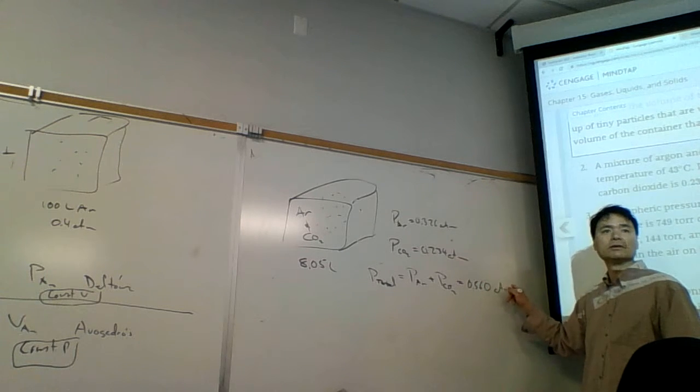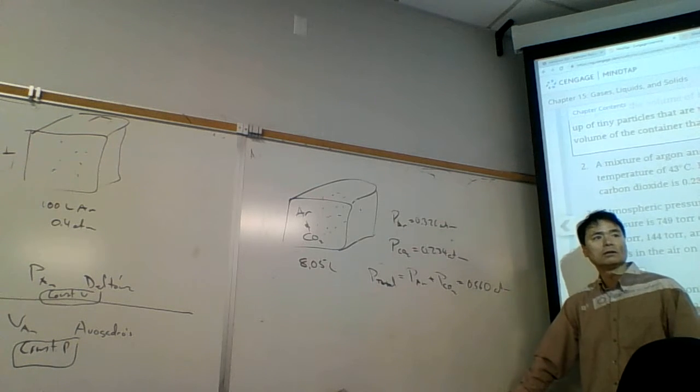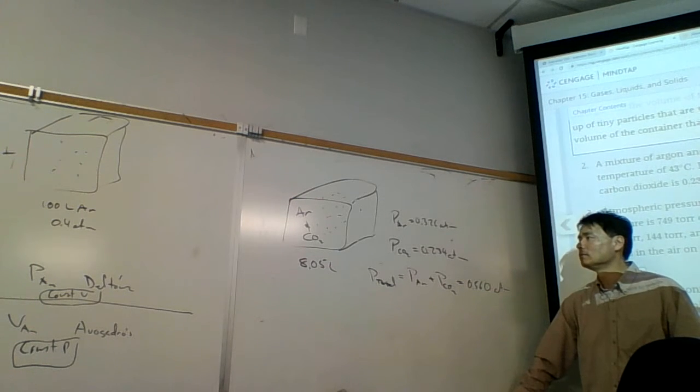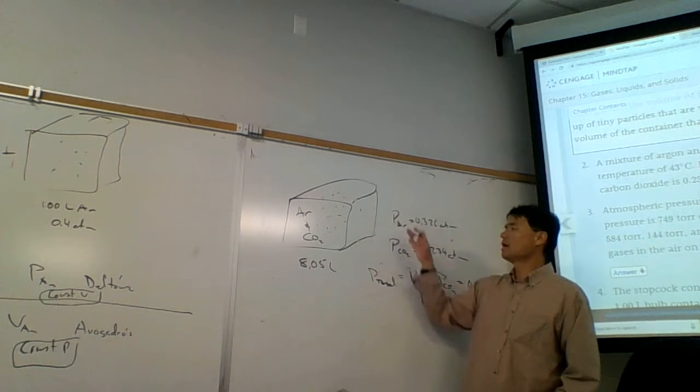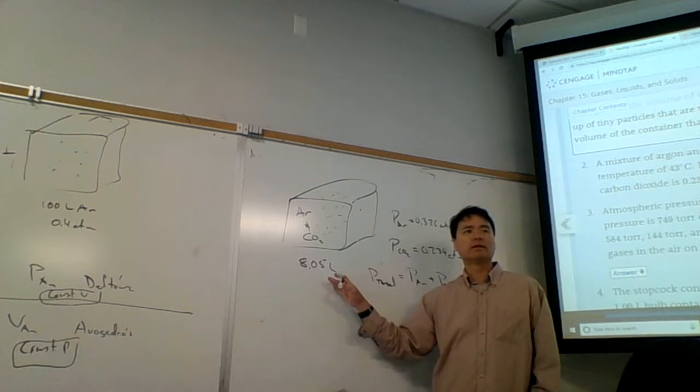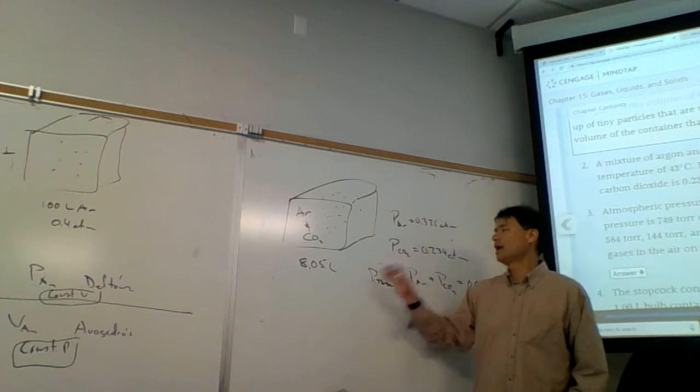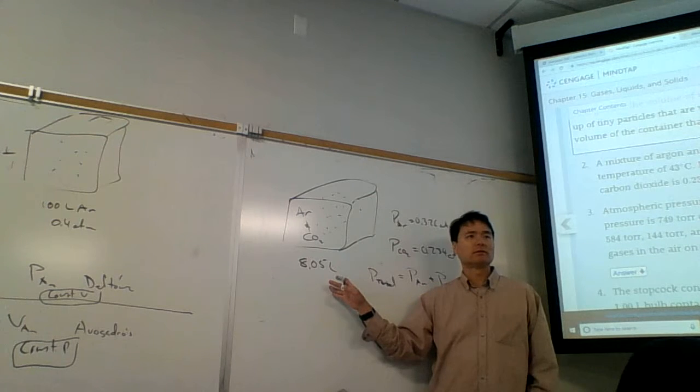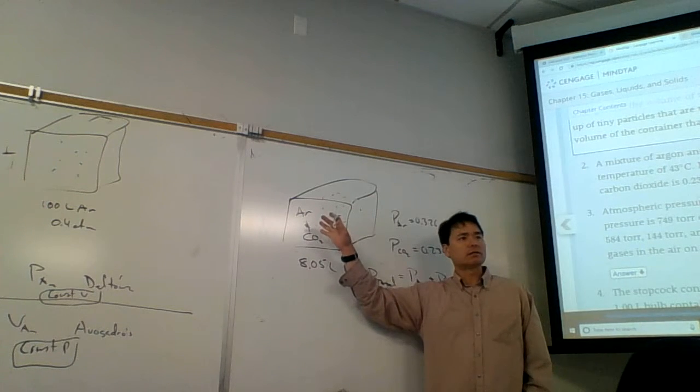0.560 atmospheres of total collisions hitting the wall. Do you see that? This is what we call Dalton's law. This argon, how much argon do I have? I have 8.05 liters. How much CO2 do I have? I have 8.05 liters, because it occupies the whole box.